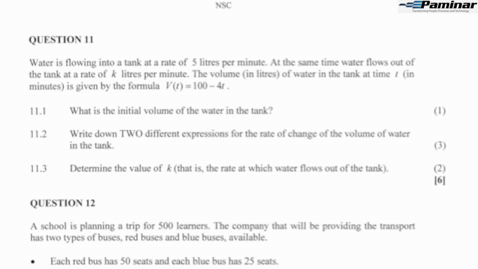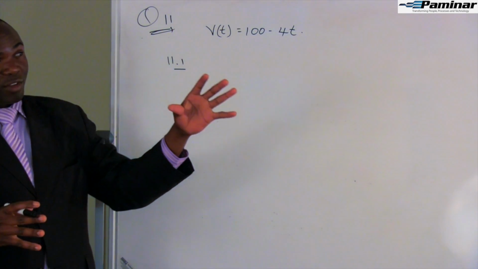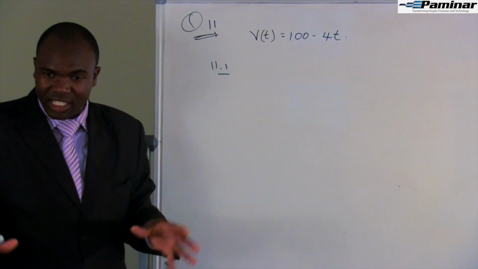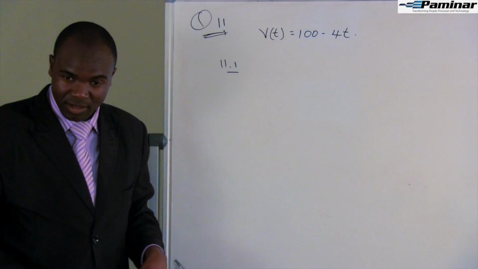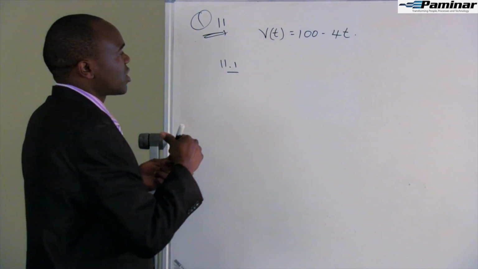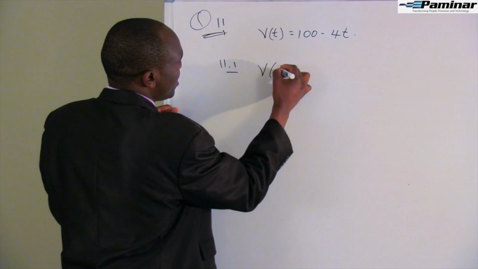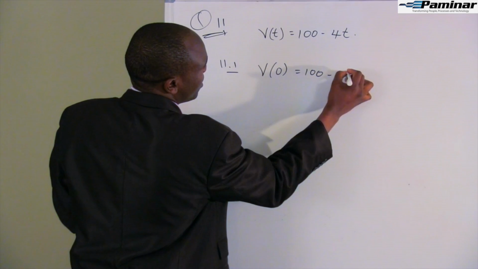Okay, what is the initial volume of the water in the tank? When you are saying initial, what are we talking about? Before the water flows in and out, at the beginning. Remember, initial time is t0. So the initial time is just V. That's why they ask what is the initial volume. So V0 is equal to 100 minus 4t.